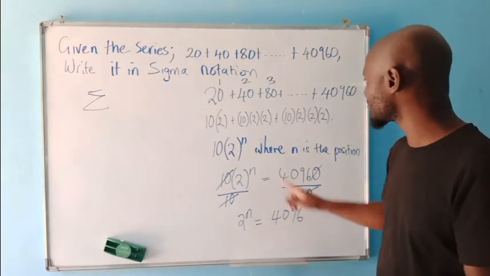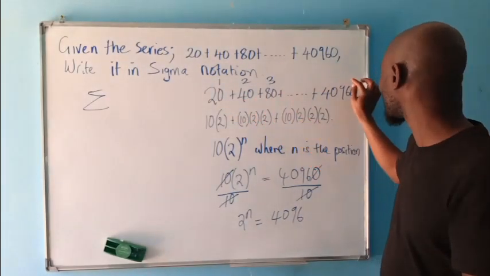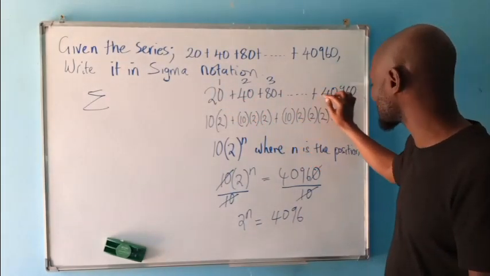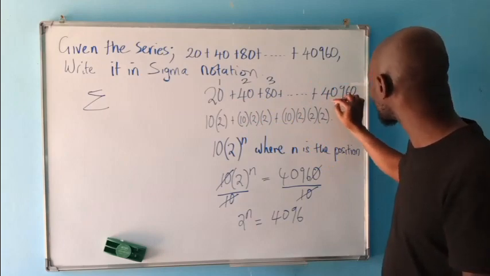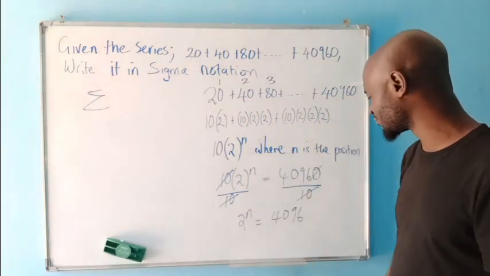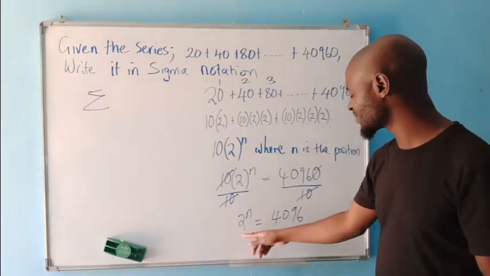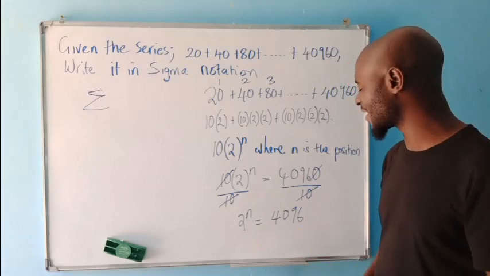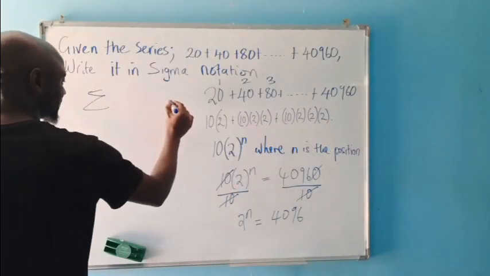Why are we doing this? We need to know where we are starting from, our addition, and where we are ending from. So this is the last term. We need to know the position for this term. We need to know if this is maybe term number 10. So let's express this one as 2 to the power something. So how do you do that? You need to repeatedly divide that number by 2.